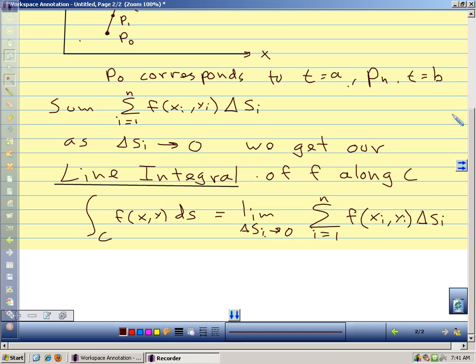So that's our definition of a line integral, is this limit of this sum. It's very similar to the way we defined a multiple integral. We defined a multiple integral as a sum. So our line integral is just this sum.